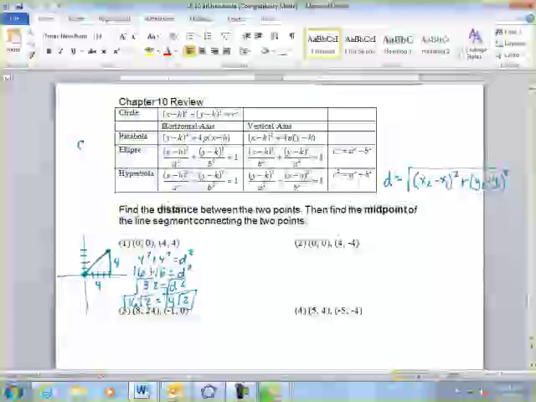The second part asks us to find the midpoint. The midpoint is the middle or the average of the 2 points. So we're going to average the x values, add them up, divide by 2, and average the y values, add them up, divide by 2. So that gives us the point 2, 2, which should be right in the middle of that segment. Okay, midpoint is the average of the x's and average of the y's. So we add them up, divide by 2.